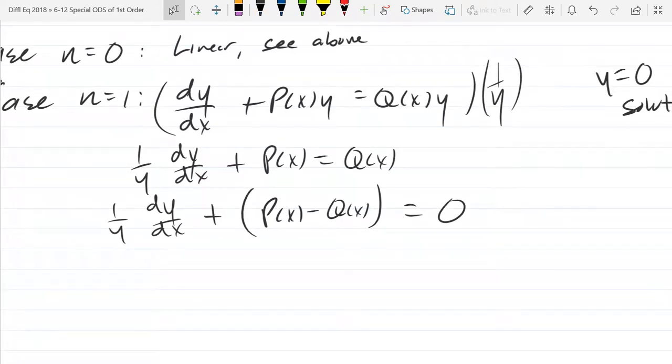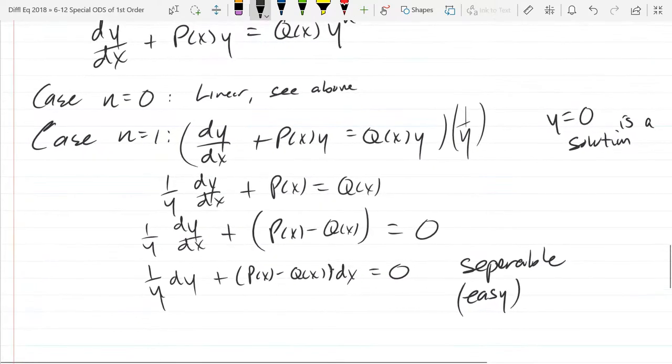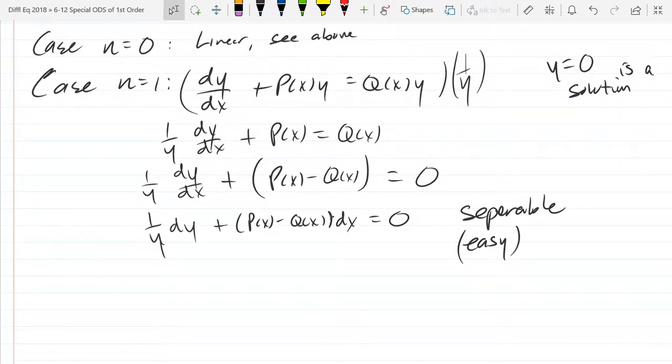Why is this separable? You have all y terms in one term and all x terms in the other. First function's y, second function's x, just multiply by dx, and we got separable. So you solve separable ODEs back in calculus, even Calculus 1 technically, but definitely Calc 2. All right, so we took care of 0, took care of 1, and now we're going to look at when n is not 1.